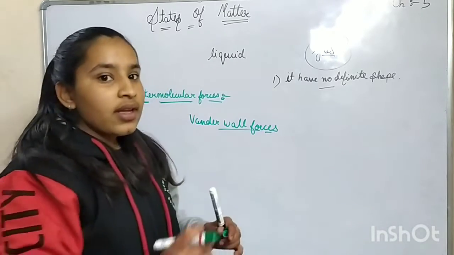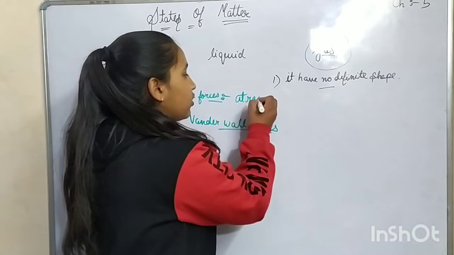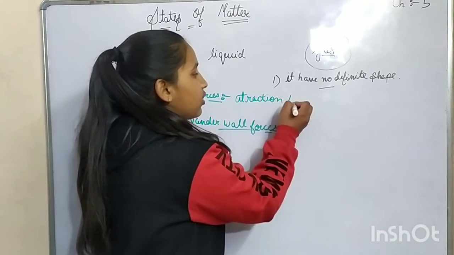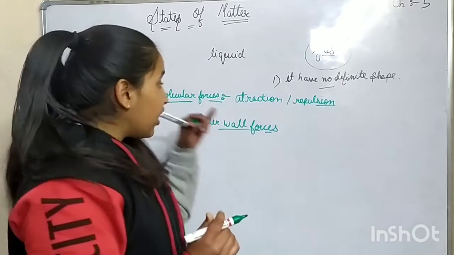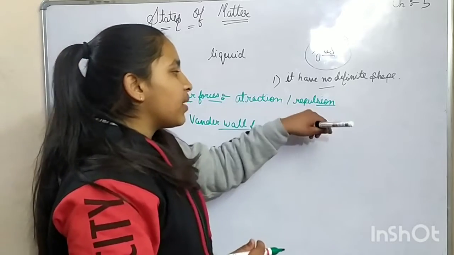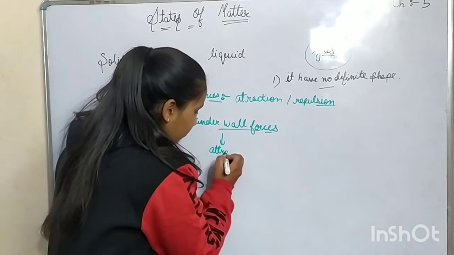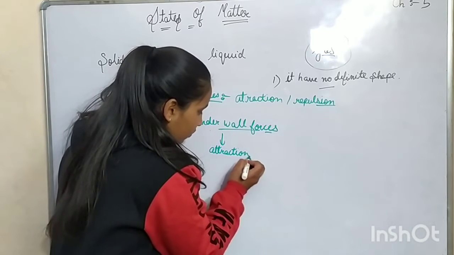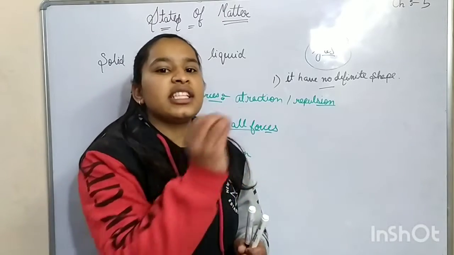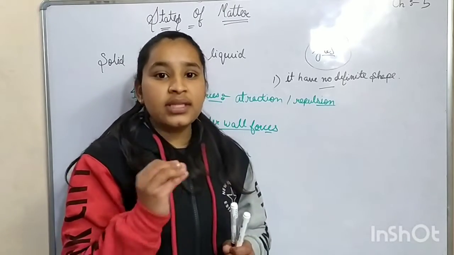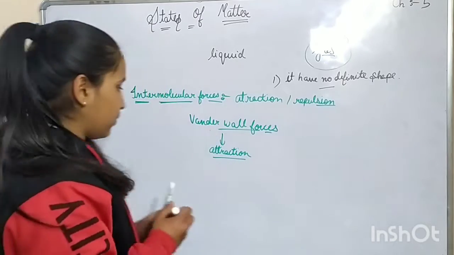Van der Waals forces. In intermolecular forces, both attraction and repulsion can come, but in van der Waals forces only attraction is there. So the van der Waals forces are of three types. First is dispersion forces or London forces, second is dipole-dipole forces and the third is dipole-induced dipole forces.